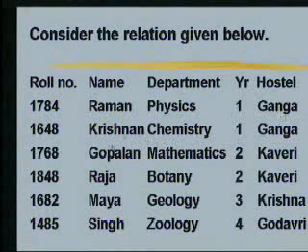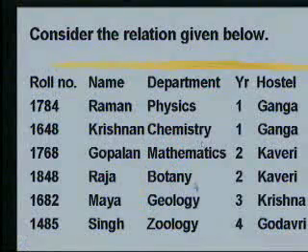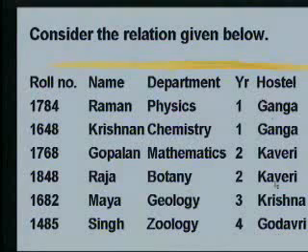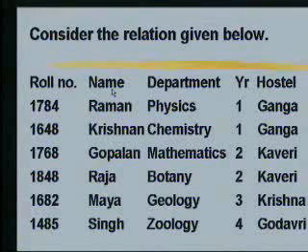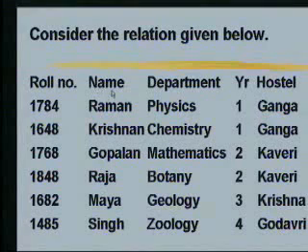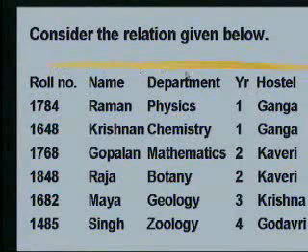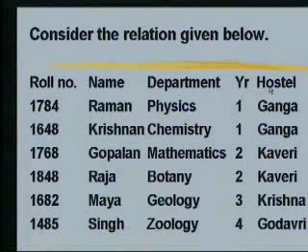Okay. Similarly, he is in the second year, he has been allocated Kaveri. Third year, Krishna. Fourth year, Godavari. Well, this highlights some points. Roll number uniquely identifies, or roll number functionally determines, the name. Roll number functionally determines the department. Roll number functionally determines the year as well as hostel. So that's perfectly okay.